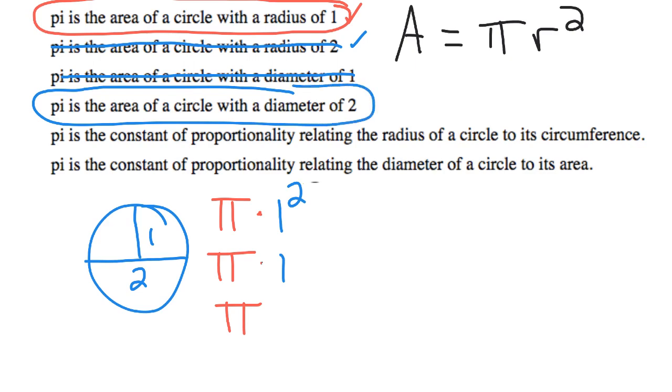Okay, now we're talking about constant proportionality. Constant proportionality has to do with when you multiply something by something else the same. We're going to multiply pi the same time. So do you multiply pi times the radius to get the circumference? No, I don't think you do. So that one won't work. You multiply pi times the diameter to get the circumference. Let's try this one. Pi is the constant proportionality relating the diameter to the area. No, that one won't work either. So it looks like it's just these two choices.